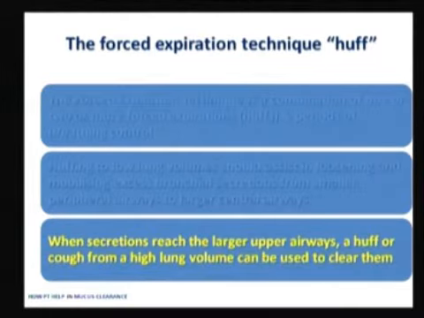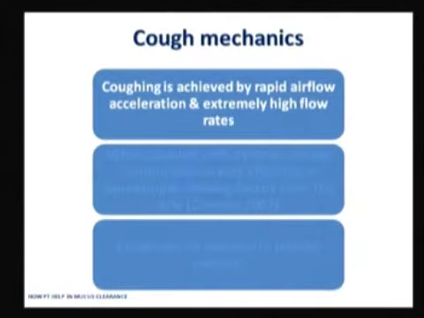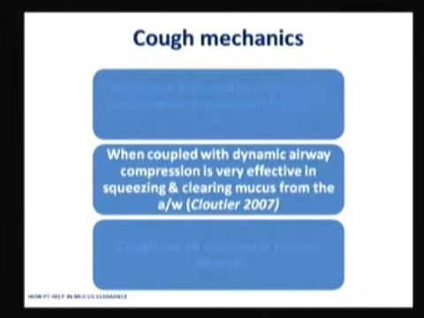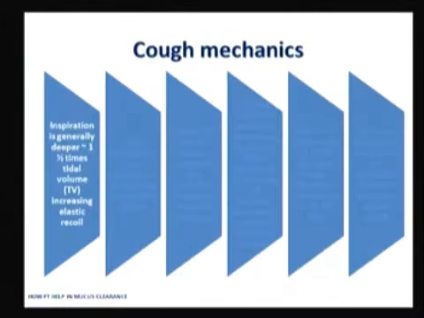And when secretions reach the larger upper airways, a huff or cough can be done with high lung volume to clear them. There is, of course, evidence, which I will speak about later on. Forced expiratory maneuvers are probably the most effective part of chest physiotherapy for mucus clearance. The coughing mechanism is achieved by rapid airflow acceleration and extremely high flow rate. When coupled with dynamic airway compression, it is very effective in squeezing and clearing mucus from airways. Cough can be directed in trained patients.